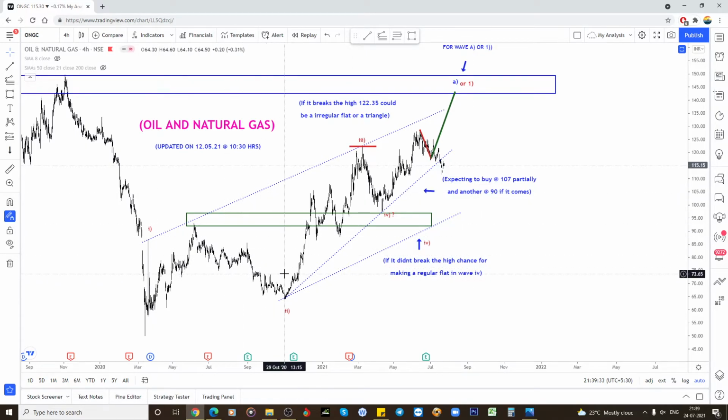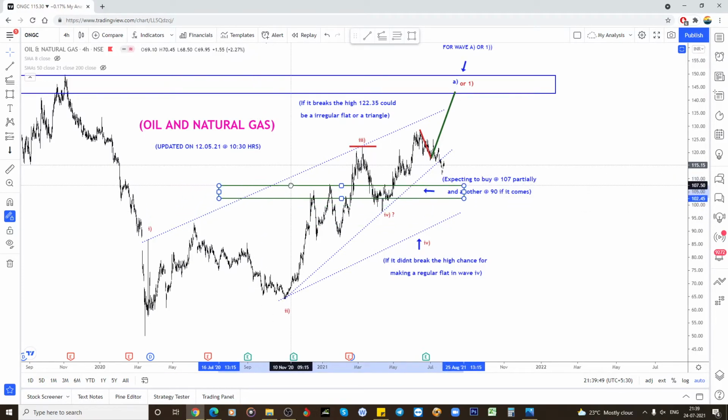So 1, 2, 3, 4, 5. So expecting a three-wave structure. Once it does the three-wave structure, then we may see this as the next support zone. Whether this is the support zone, or this could be a support zone.